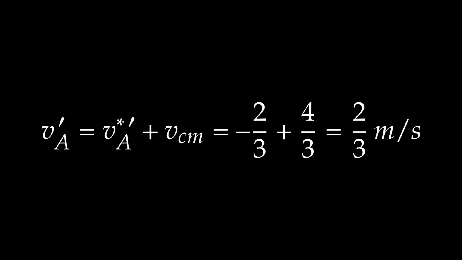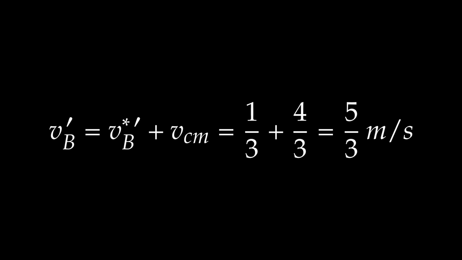Now the velocity of B after collision is going to be the velocity of B in the center of mass frame plus the velocity of the center of mass, doing the same thing, transforming that velocity out of the frame. So I have 1/3 of a meter per second, which is the final velocity in the center of mass frame, plus the center of mass velocity, which is 4/3, is equal to 5/3 of a meter per second. And once again, I've found the velocity that is the result by transforming the center of mass frame.